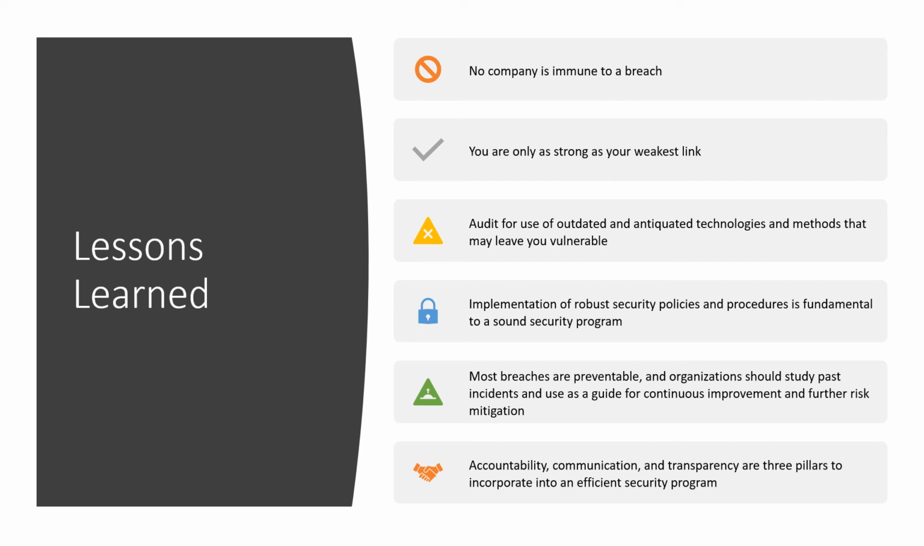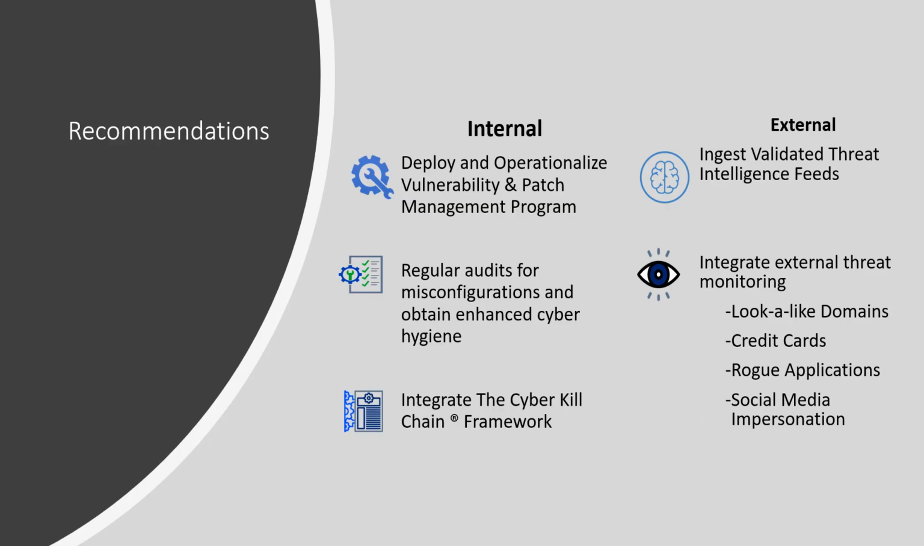Implementing robust security policies and procedures are fundamental to a sound security program. And most breaches are preventable, and organizations should study past incidents and use frameworks like the cyber kill chain as a guide for continuous improvement and further risk mitigation. And lastly, accountability, communication, and transparency are 3 pillars to incorporate into an efficient security program. Understanding the threat landscape, threat actor profiles, and attack methods most likely to be used against the organization can help shape the way you protect against them.